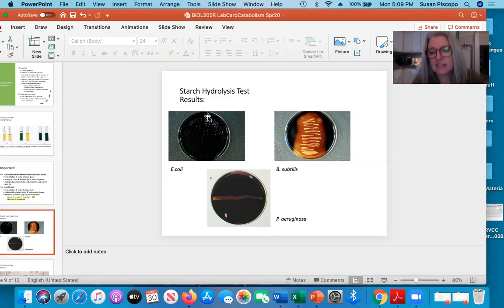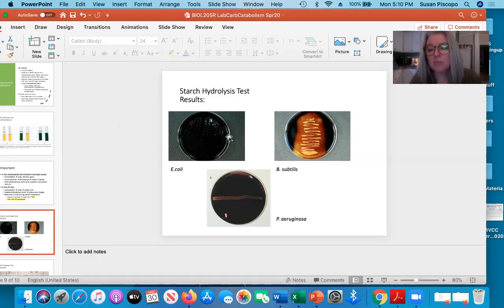And I know it's hard to see, but there is growth on all 3 of these plates. There is growth of E. coli cells on this plate. They're actually colonies, but they're hard to see. So this plate remained black. This plate is covered in starch.